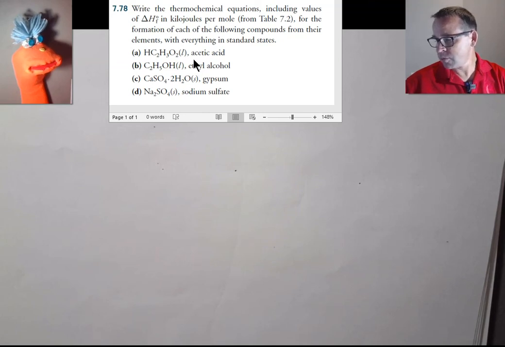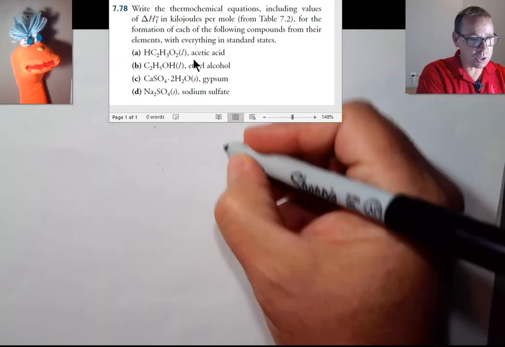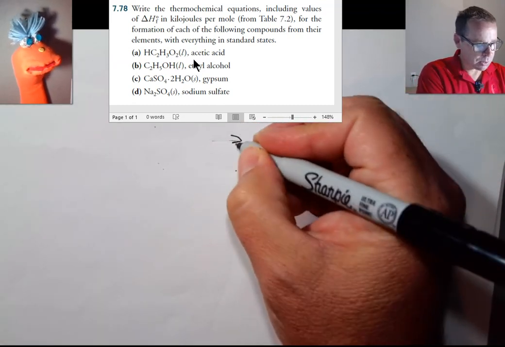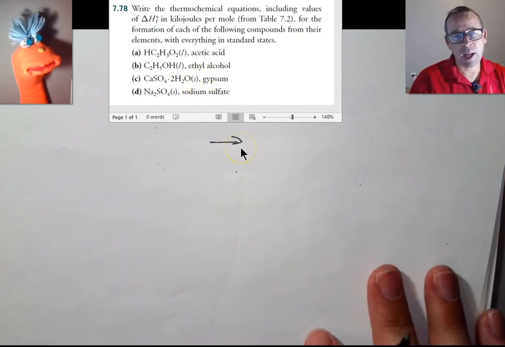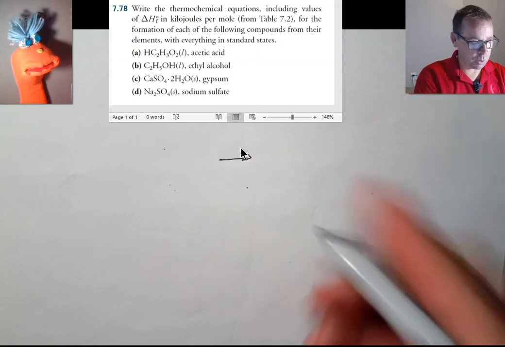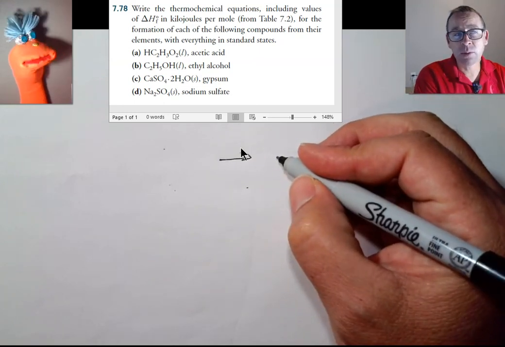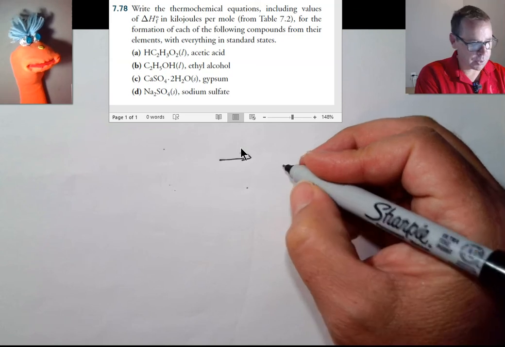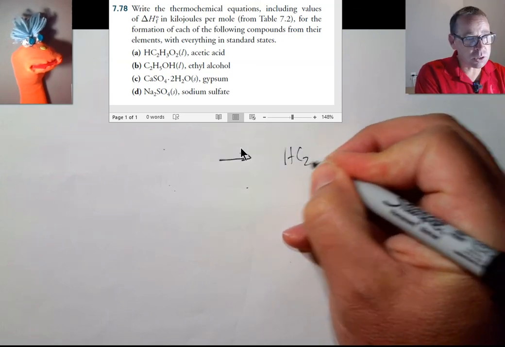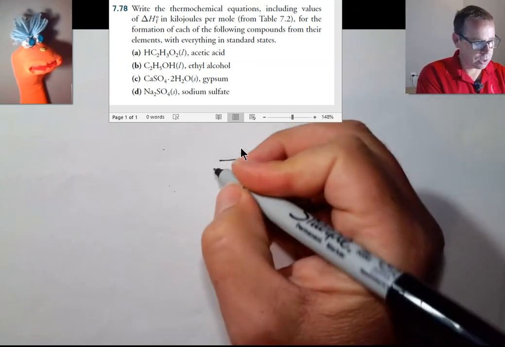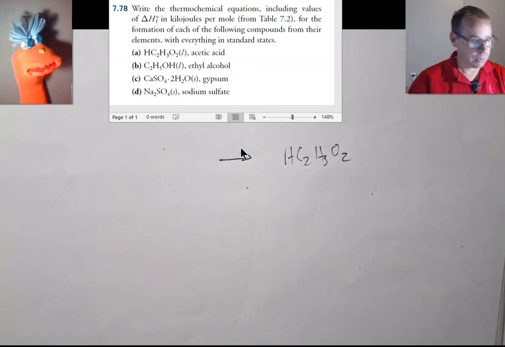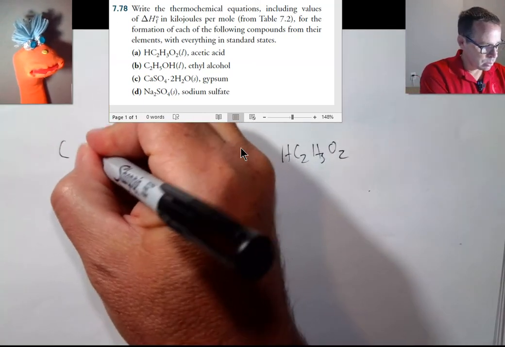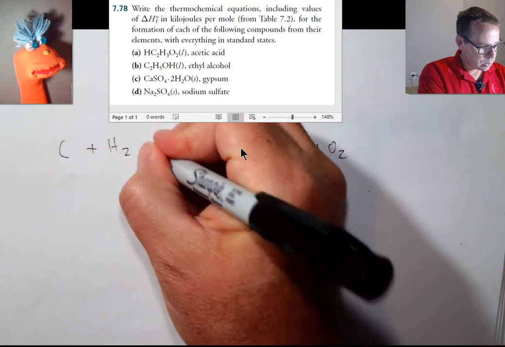All right. So for this first one here, the product is going to be that compound, right? Acetic acid, HC2H3O2, as a liquid. And one more thing, we always want to make how much of the product? Oh, just 1 mole. That's right. So HC2H3O2. Very good. So what are the elements that I need here? Well, you need hydrogen, you need oxygen, you need carbon. Very good. So I can go carbon, hydrogen, and oxygen.